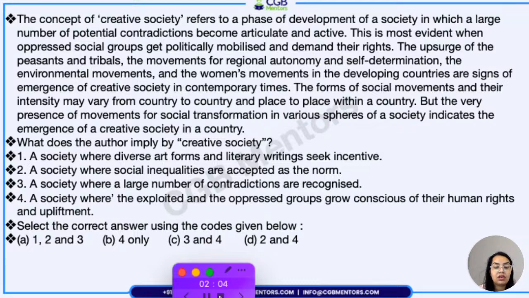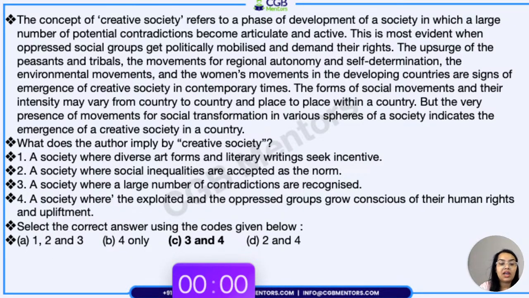The answer to this question is third and the fourth one. What does the author imply? What does he suggest by creative society? So we need all the information we have in front of us. The author is explaining what a creative society is, and we need to cross-check our options with the information provided here. A society where diverse art forms and literary writing seek incentive.